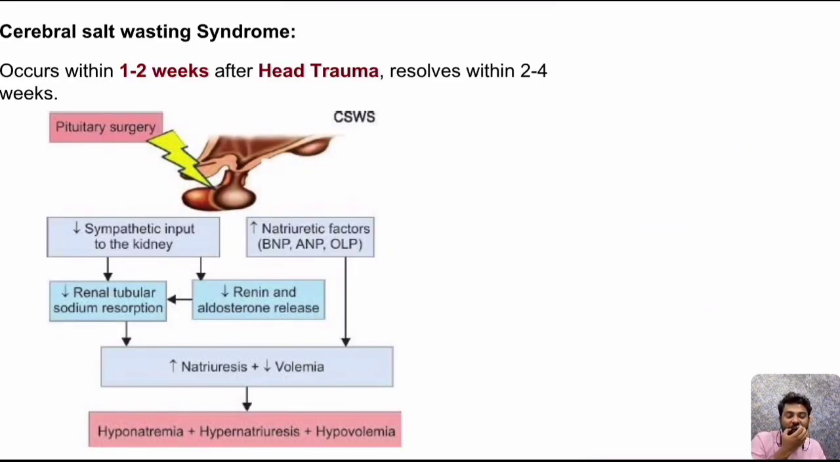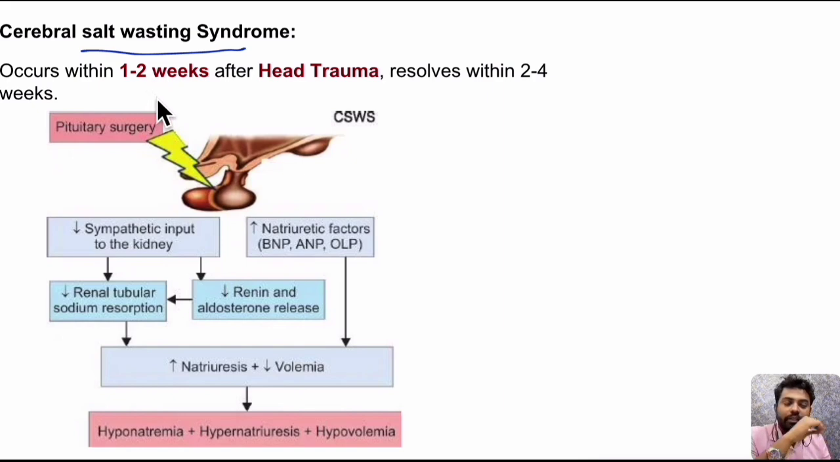So one thing that goes hand in hand with SIADH is cerebral salt wasting syndrome. Sometimes it becomes indistinguishable in your ward. Like I told you, head trauma patients after neurosurgery can have this thing called cerebral salt wasting syndrome. The patient can have SIADH also, and can have this also. So what is the key difference here?